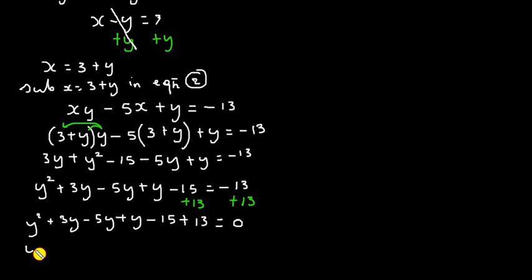Y squared will be y squared. So here we have 3y minus 5y. Now we know 5y minus 3y will give us 2y. So 3y minus 5y is the opposite of 2y, which is negative 2y. So 3y minus 5y is negative 2y. Negative 2y plus y will give us negative y.